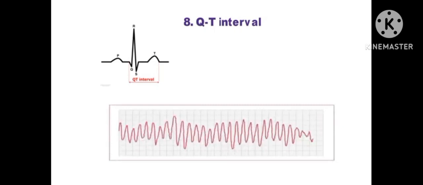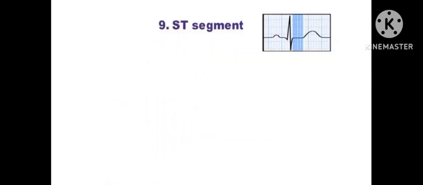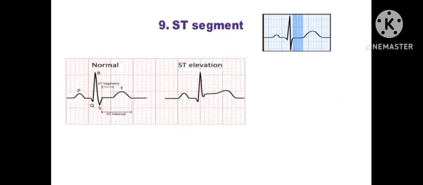Step 8 is QT interval. It is from the start of Q wave to the end of T wave. As a rule of thumb, normal QT is less than half the preceding RR interval. An abnormally prolonged QT is associated with increased risk of ventricular arrhythmias, especially torsade de pointes. Step 9, ST segment. It is the flat isoelectric section of ECG between the end of S wave, that is the J point, and the beginning of T wave.